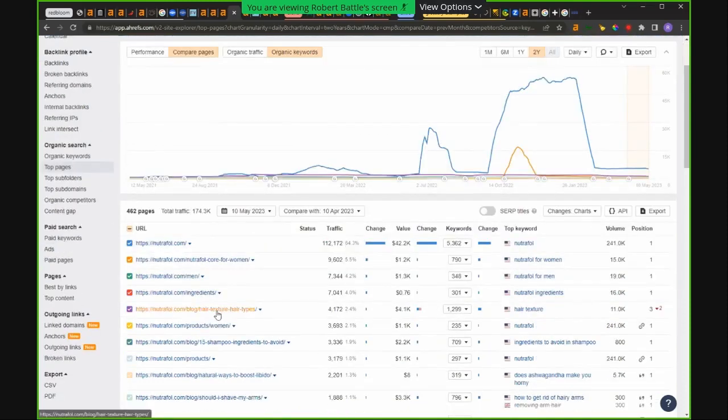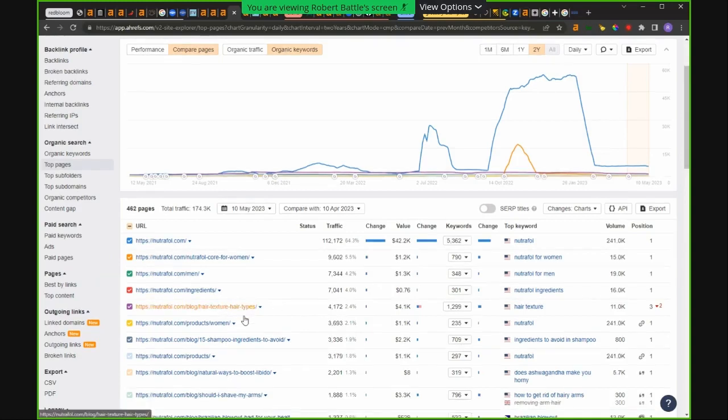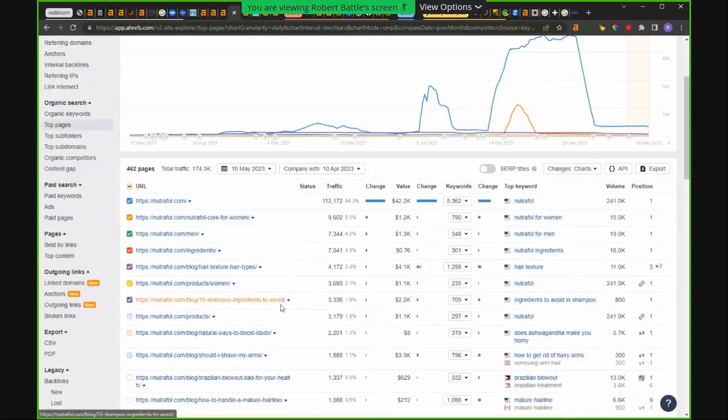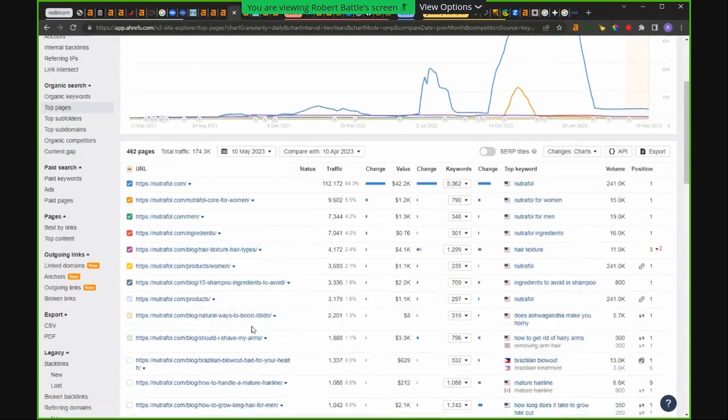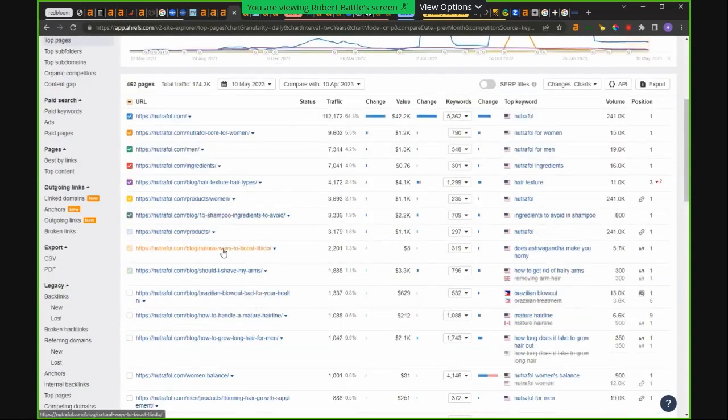So looking at this, okay, hair texture, hair types. So if Nutrafol, they're a hair growth product and they're covering hair types, that actually completely fits with what's working well on Isles, one of our clients. So it goes to show that this is probably a pretty good strategy to cover. All 15 shampoo ingredients to avoid, that's classic too. They're even covering libido, which is hilarious. They're basically claiming their product restores libido, but who knows? That's crazy. But you can literally mimic all of these different articles.